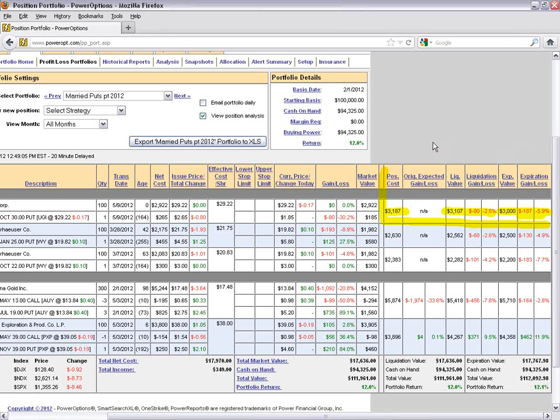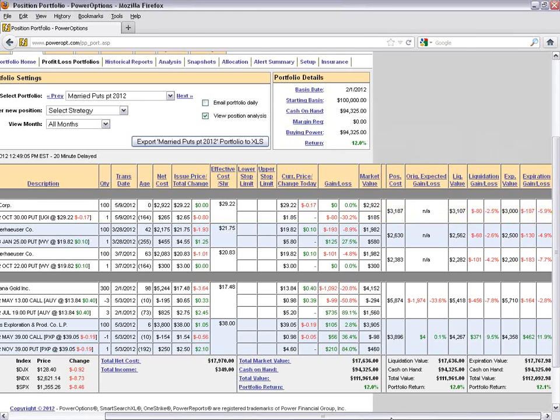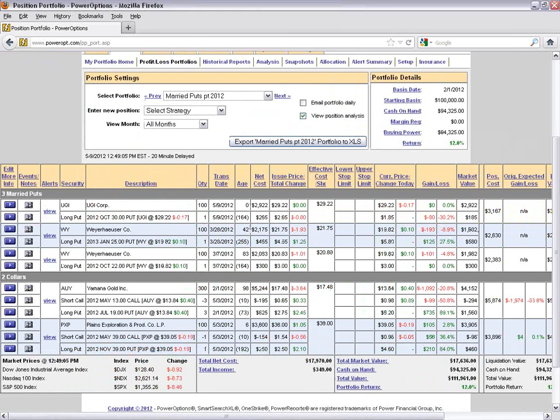Okay? All right, so that's just what I wanted to show, because that's what you get when you check that view position analysis field there as well. All right. So Lloyd's question, I want to address that now. You see we have 2 other positions here.